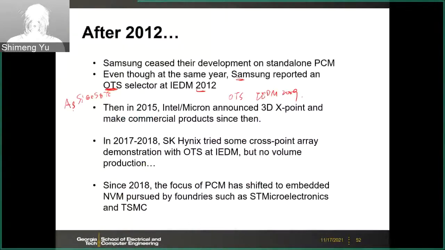And by the way, IBM and Macronix also have research teams working in the field today, working on OTS plus phase-change memory, but no volume production yet.